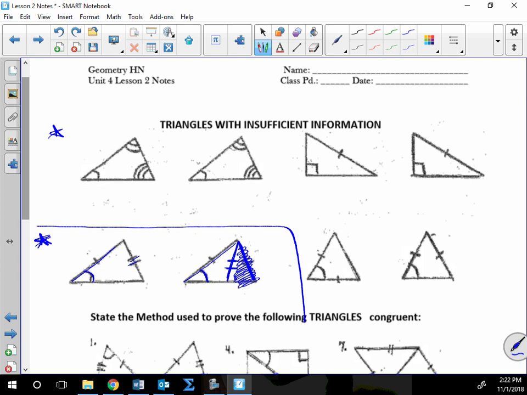Who would like to volunteer? Why does it not guarantee that they're congruent? Okay, it doesn't say anything about the sides, just about our angles. So what could happen to them? So what would we call them if the angles are the same but our sides are different lengths?